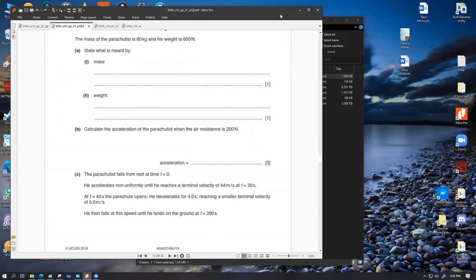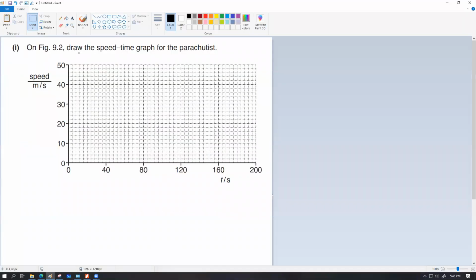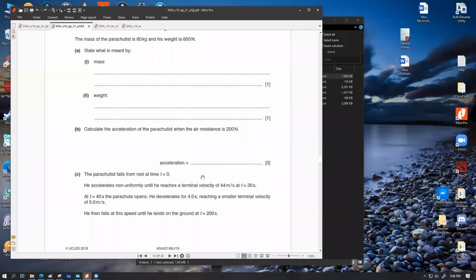So let's find out that part first. If you wonder why I am going for that part first, I'm going to explain that in a bit. 44 meters per second is located where? Which of these lines should give you 44 meters per second? How much is the value of each vertical division? 2. 40, 42, 44. So he reaches terminal velocity at which point? As per the question, he reaches terminal velocity at the 30-second mark and opens the parachute at the 40-second mark.